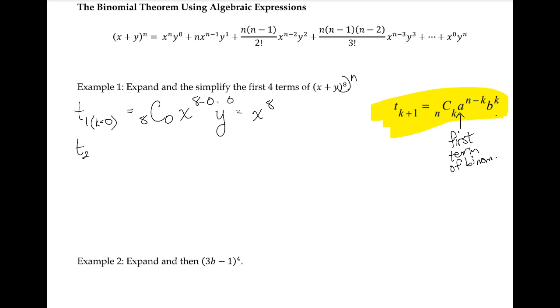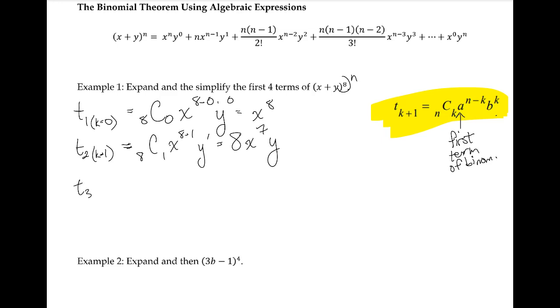Term 2, k equals 1, right? 1 plus 1 equals 2. And I always just write it like this so that I remember my k value is not the same as that subscript. Okay, so we've got 8, choose 1, x to the power of 8 minus 1, y to the power of 1. So this becomes 8 x to the 7 y for term 2.